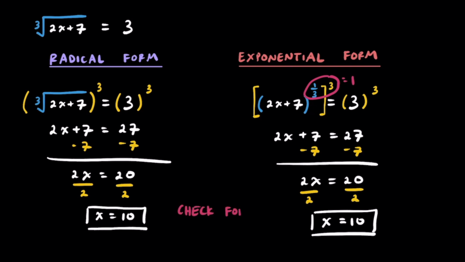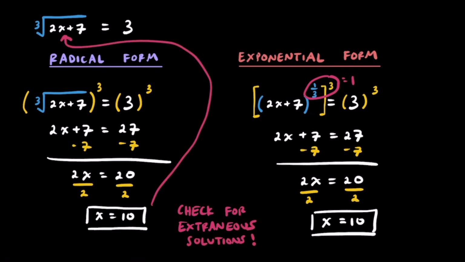When solving radical equations, it's always a good idea to check for extraneous solutions. Plugging in our solution of x equals 10 into the original equation, 2 times 10 is 20, 20 plus 7 is 27, and the cube root of 27 does equal 3. In this equation, there are no extraneous solutions.